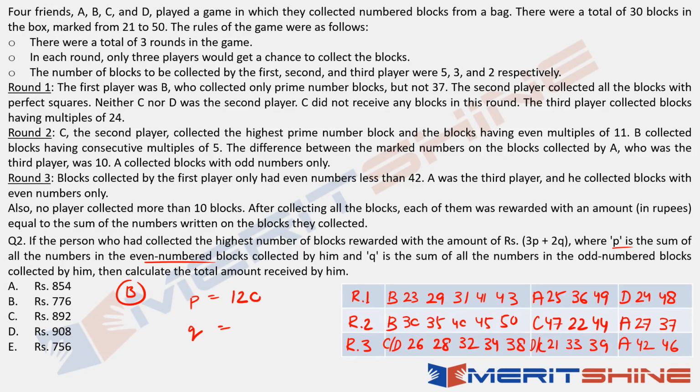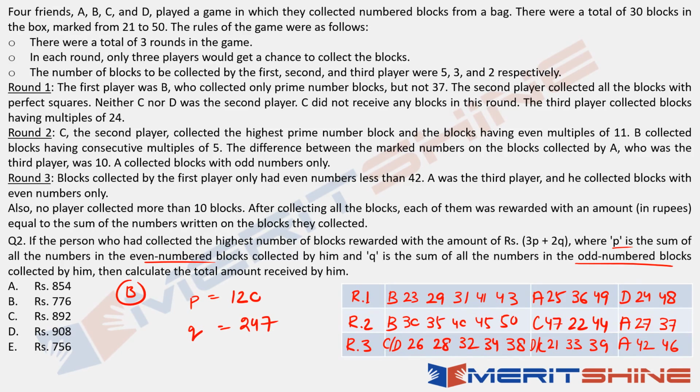What is Q now? Let's come back to this. Q is the sum of all the numbers in the odd numbered blocks collected by him. Him means B. So this is odd numbered. Which are the odd numbered blocks for B? 23, 29, 31, 41, 43, and this 35 and 45. Not much calculation. This is 80, and you add this up. So how much? 43, 41, 31. This will give you 247. Yeah.